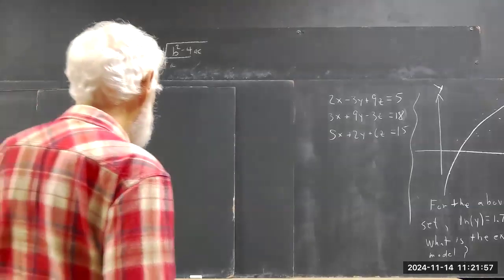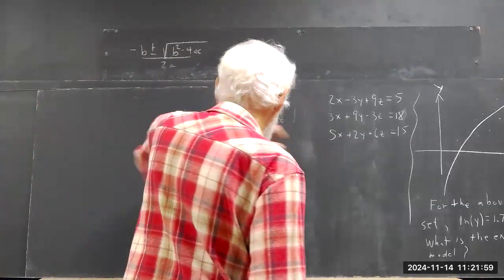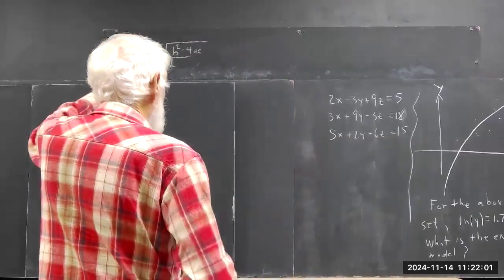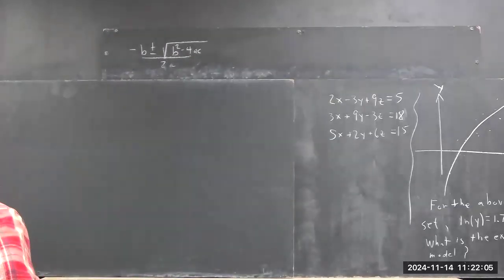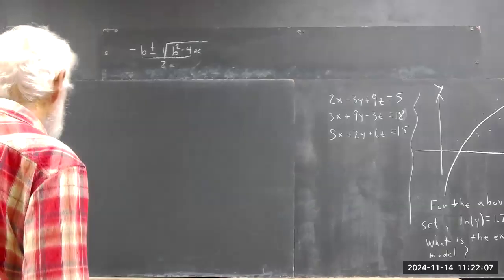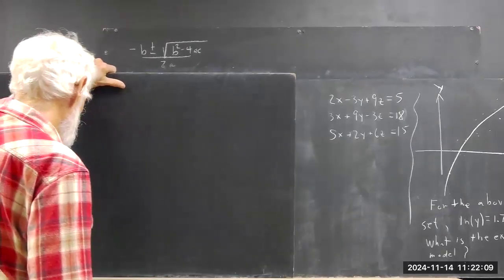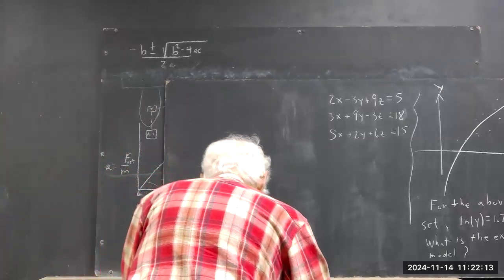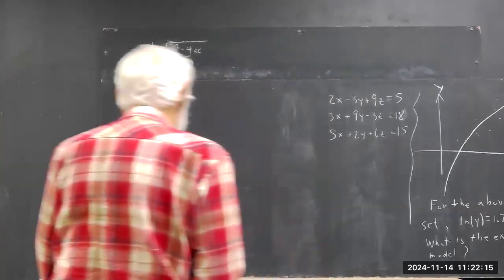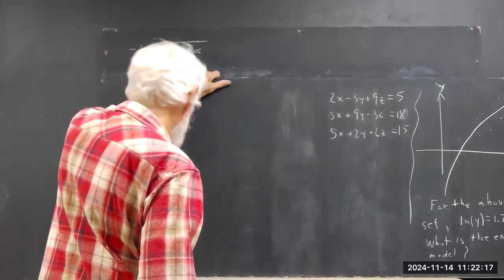Okay, we have this system. Now, how do we solve the system? Well, we're going to add multiples of equations to other equations and do similar things, as we did in class last time in quite a bit of detail.